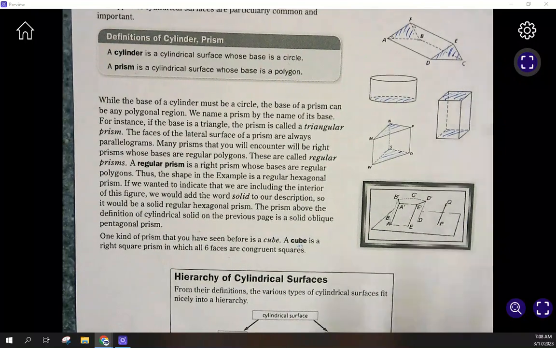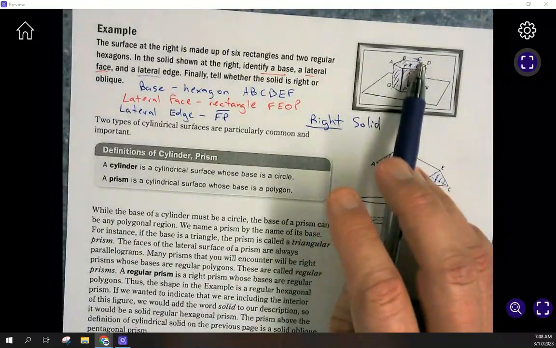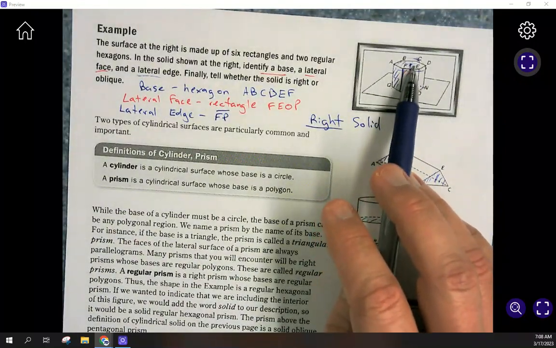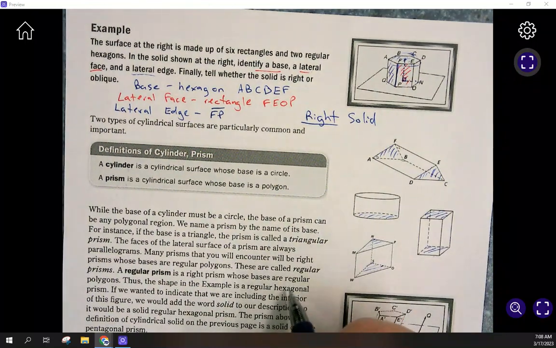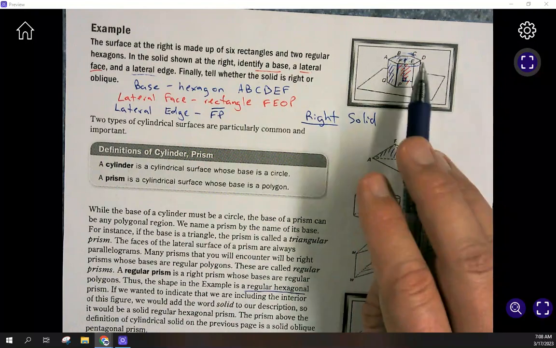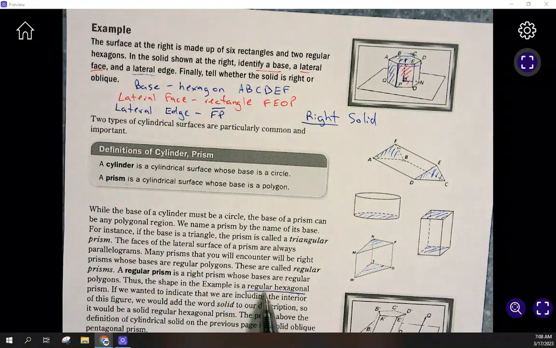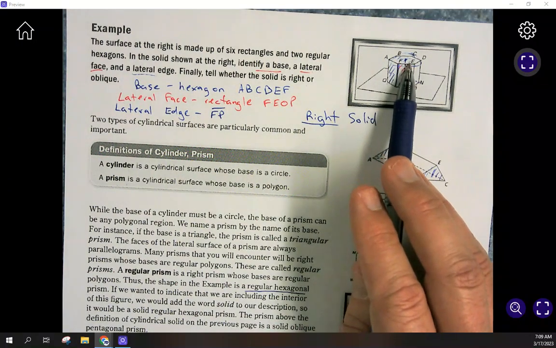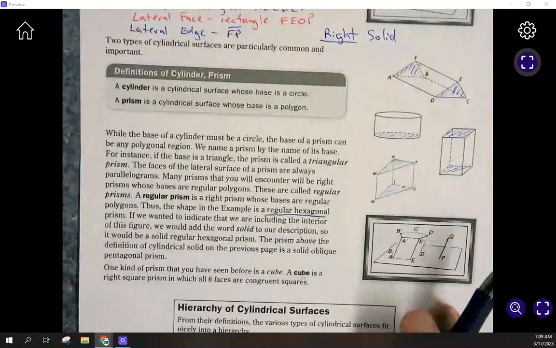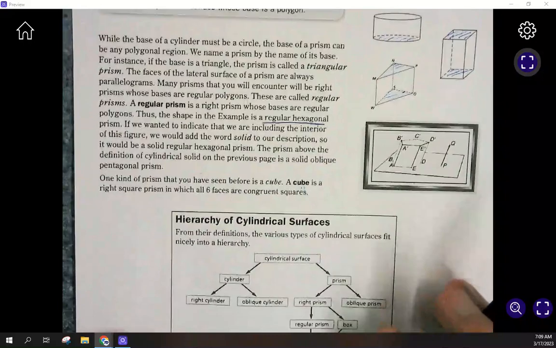So our example up here, this is a regular prism. It's a hexagon, so this would be a regular hexagonal prism. So we name it for the shape of the base, and if it is a regular hexagon, not because it could just be a random hexagon, 6 sides, but not all the same. But if it is regular, then we use that as part of the naming process.